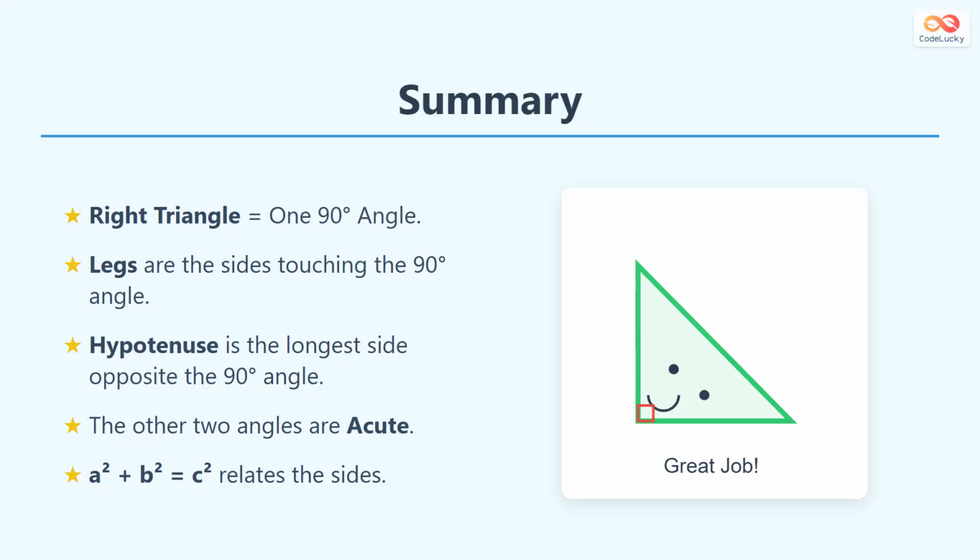Let us summarize what we learned. A right triangle has one 90-degree angle. The sides touching the angle are legs, and the longest side is the hypotenuse. The other 2 angles are acute.